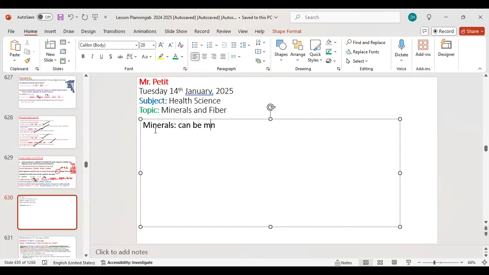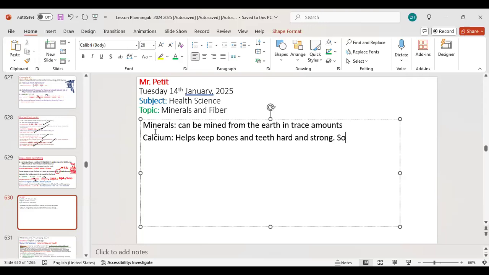Minerals can be mined from the earth in trace amounts. So a very important mineral is calcium. And what do we need calcium for? Our bones. It helps with bone strength. Our bones and your teeth. Very good. So it helps keep bones and teeth what? Strong. Hard. Very good. Hard and strong. And where can we get calcium from? Milk.